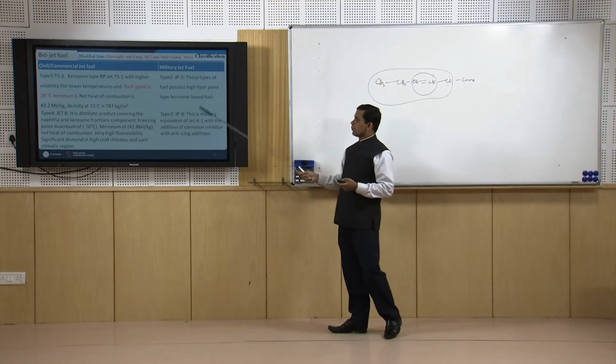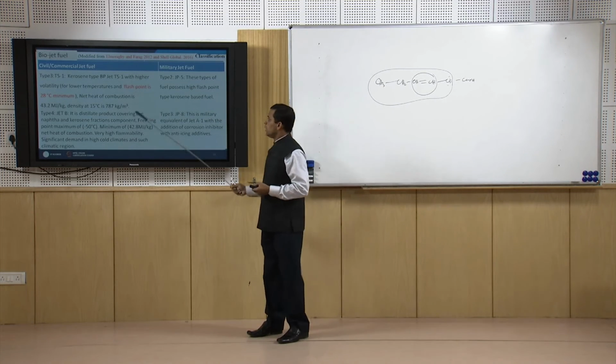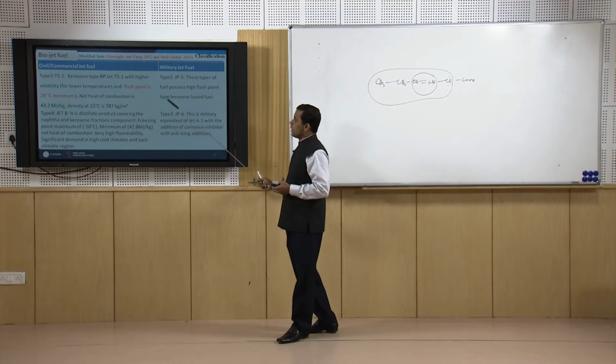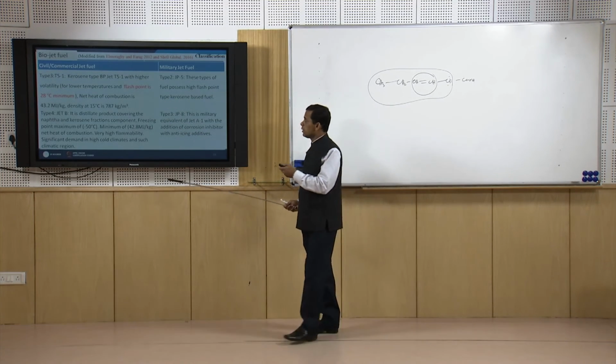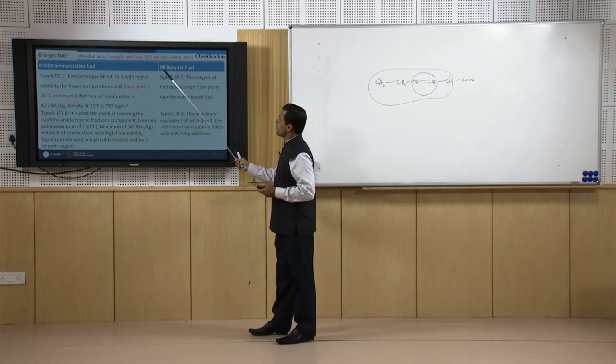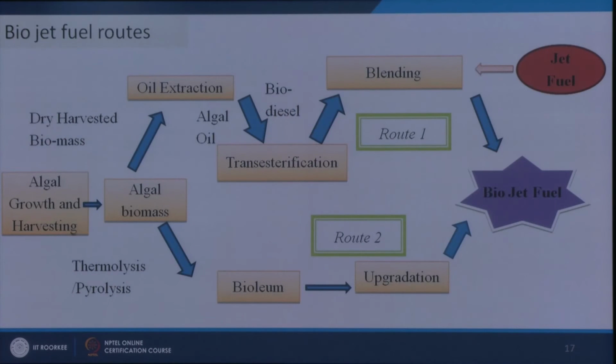So, these are the types of jet fuels which are used in jet engine. Now people are trying to get the biojet fuel also, and US Army, US military is actually funding some projects for the production of this biojet fuel. So biojet fuel can be produced by basically two routes. The first route is biodiesel production and make some blend with the jet fuel, and then we will get the biojet fuel. So already we have discussed all these methods. So this is one route.